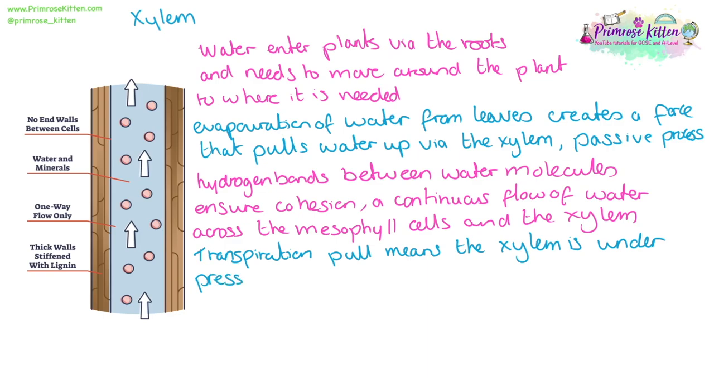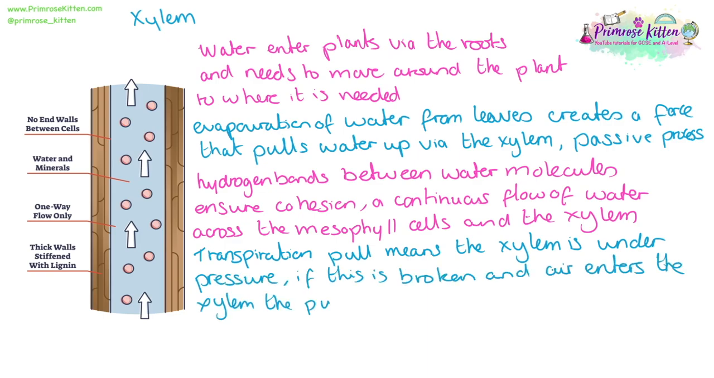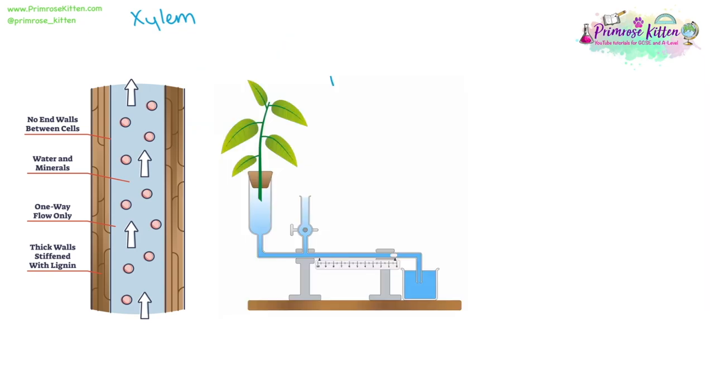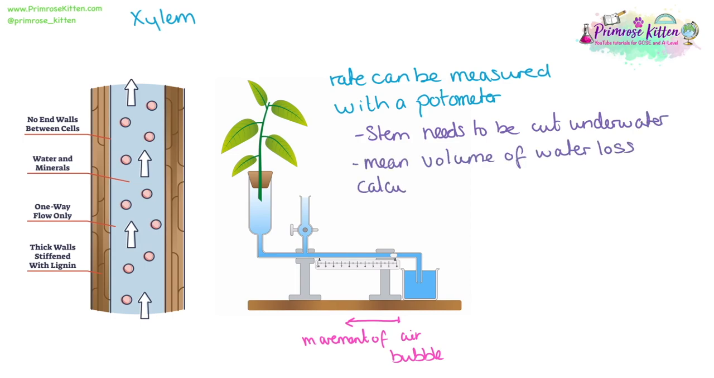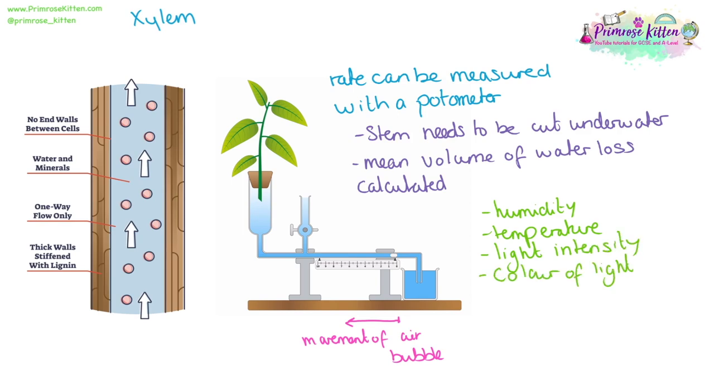Transpiration pull means the xylem is under pressure. If this is broken and air enters the xylem, then this pull is also broken. We can measure transpiration, how well the xylem is working, with a potometer. An air bubble is introduced and we can follow that movement and measure the movement of the air bubble. The stem of the plant needs to be cut underwater so that we don't introduce any air bubbles. And the mean volume of water loss can be calculated. A few variables you could change in this experiment are humidity, temperature, light intensity, or the colour of light.